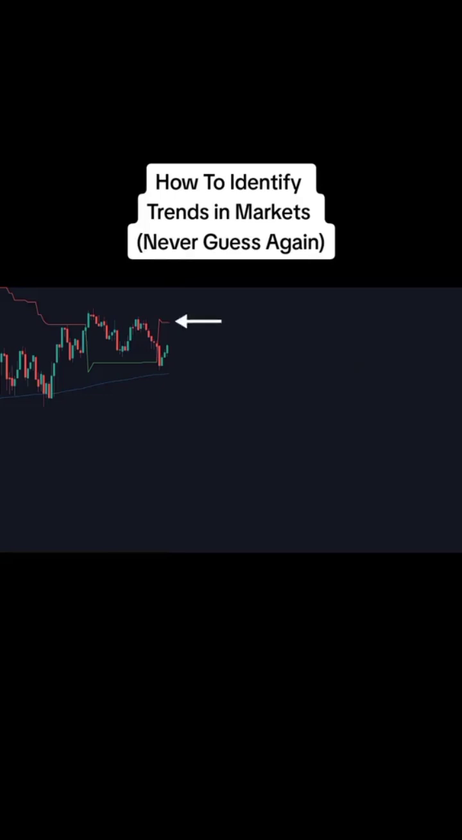As you can see, the super trend line is red, but the price is still above the 200-day. We wait for the price to go below the 200-day, make sure the super trend line is still red, and then we enter the trade.